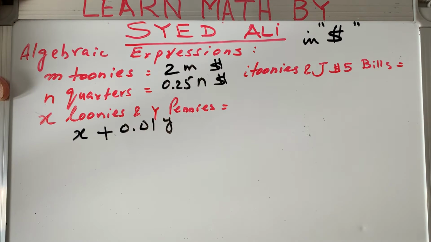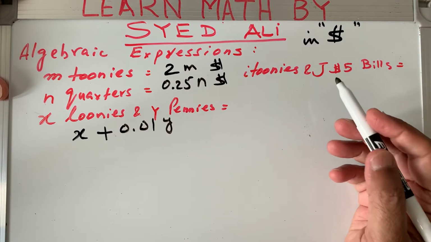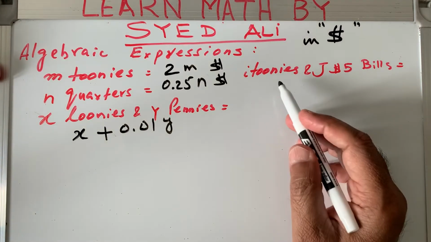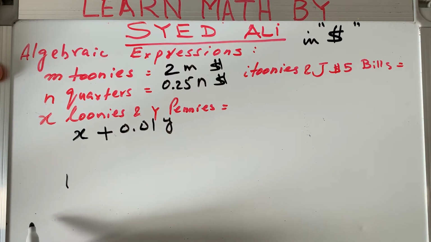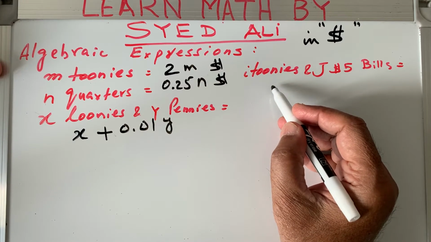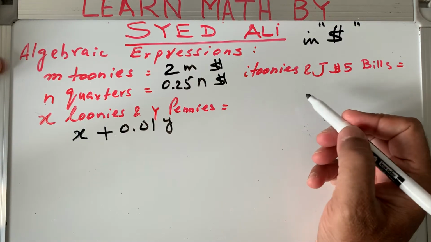So I have the expression. Now I can calculate, no matter how many loonies or how many pennies you tell me, I can find out my dollars, right? So I toonies means, let's suppose I have 2 toonies, so how many dollars do I have? A toonie is $2. That means if I have 1 toonie, I have $2. So I have to multiply whatever toonies I have by 2, and you can take any alphabet to show it.